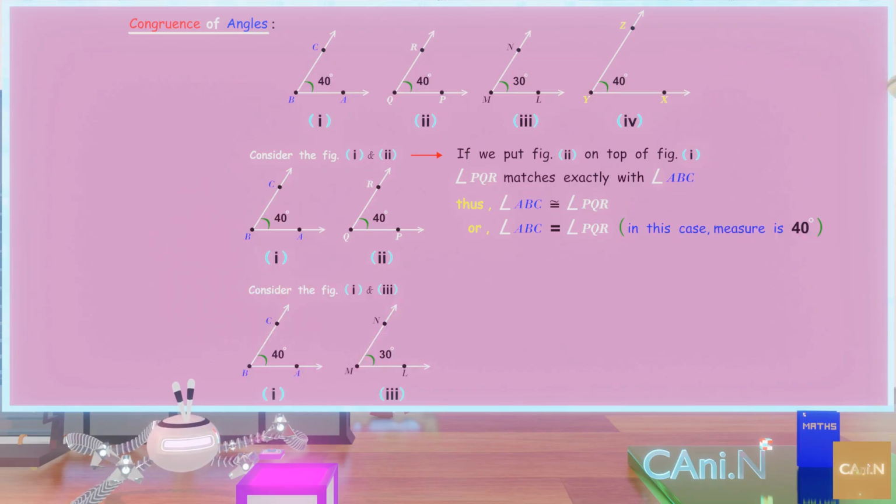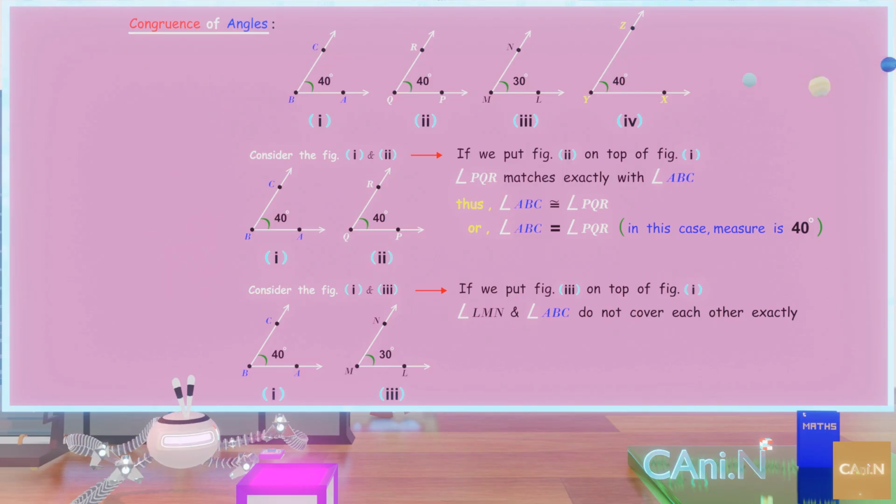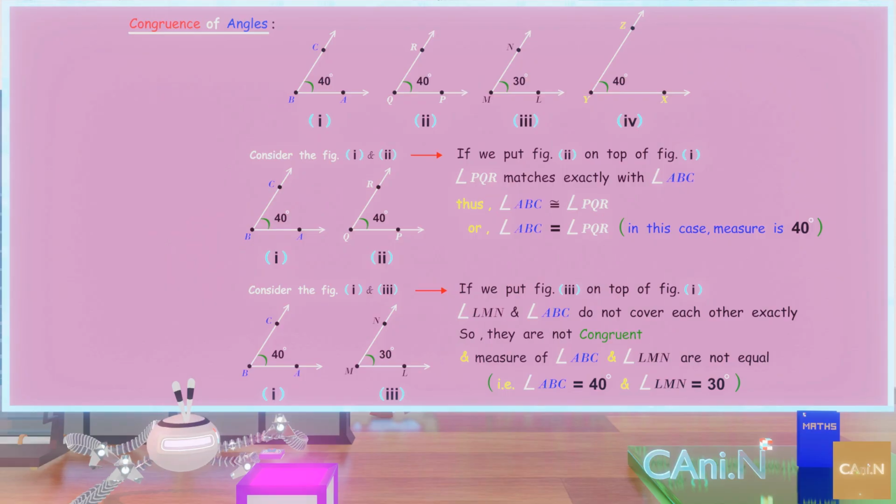Consider figure 1 and 3. If we put figure 3 on top of figure 1, angle LMN and angle ABC do not cover each other exactly. So, they are not congruent. And the measures of angle ABC and angle LMN are not equal.